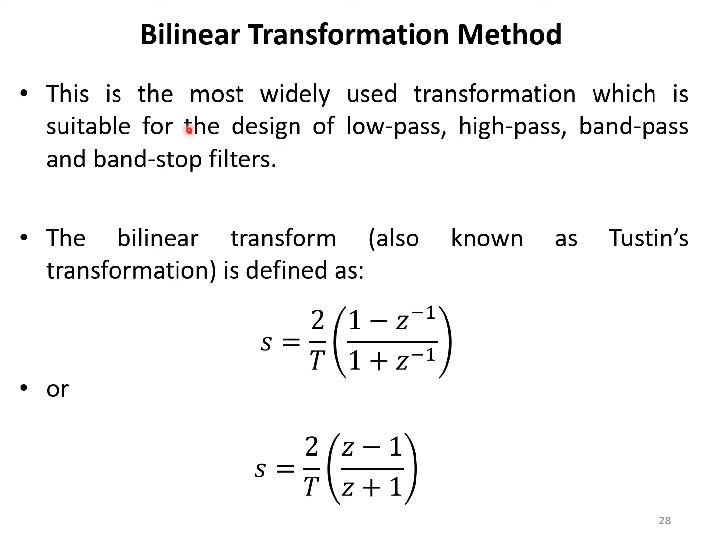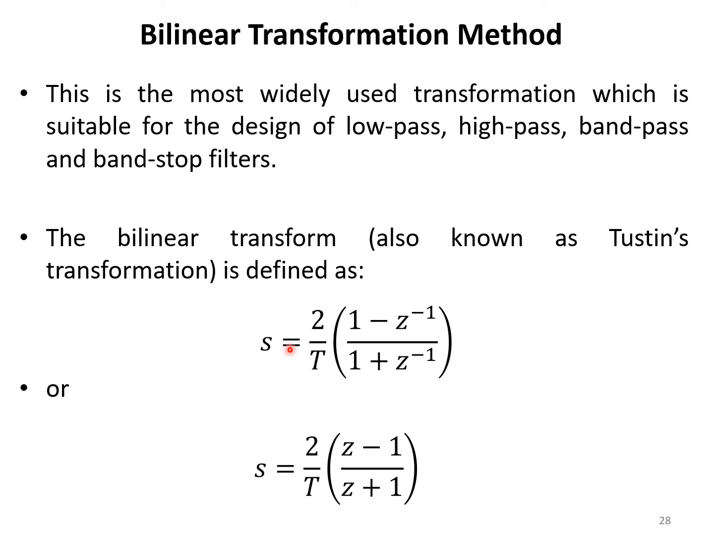Then the third type of approximation, or the method that is used to convert analog filters into digital filters, is the bilinear transformation method. This method is most widely used, which is suitable for all kinds of filters: low pass, high pass, band pass, and band stop filters. This type of approximation is also called Tustin's transformation, or Tustin's approximation.